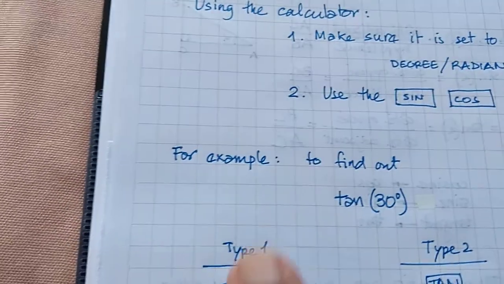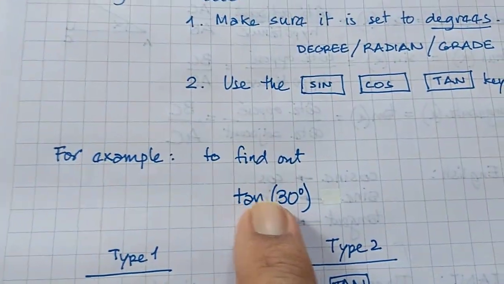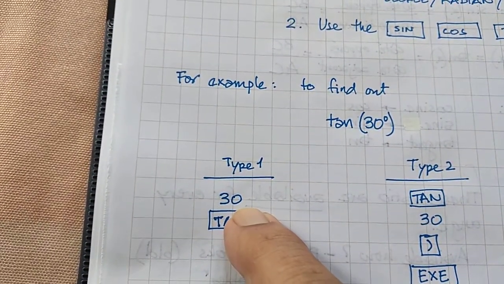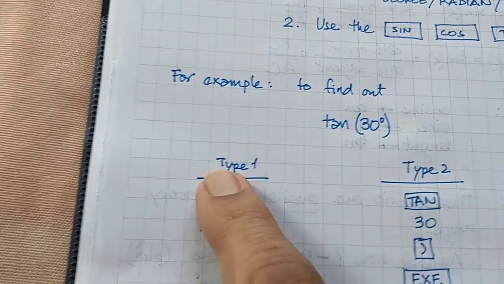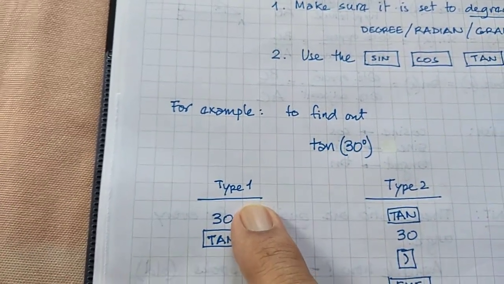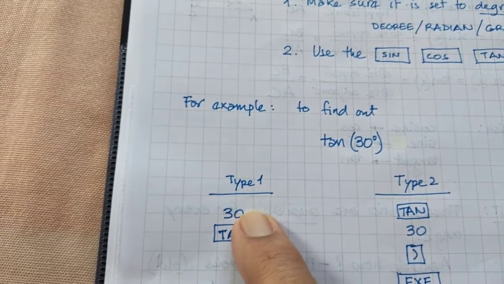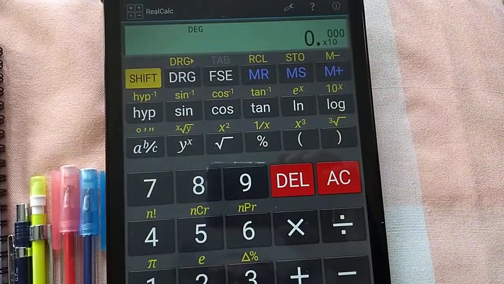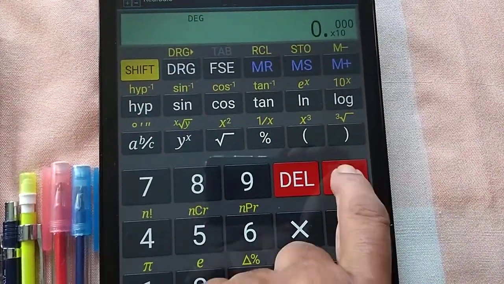For example, to find out tan of 30 degrees, what do I do? I type 30. Now there are two types of calculators. This is the simpler type, and this is the one that's more comfortable to use. I'm showing you with this one, but I will also explain how to do it with other calculators such as the Casio ones.